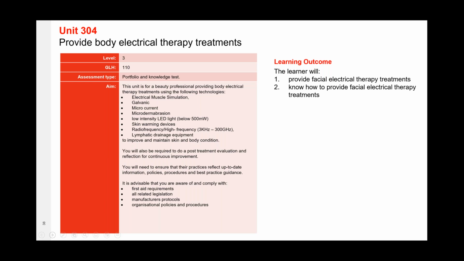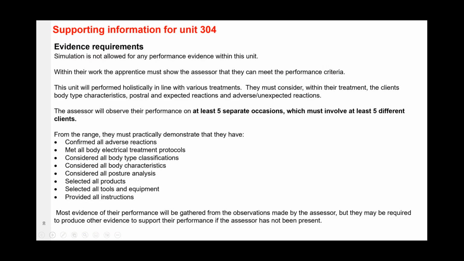Again, there are 2 learning outcomes here. So it's to provide electrical therapy and to know how to provide electrical therapy treatments. That's the knowledge that they need to take into consideration. For the evidence requirements, again, simulation is not allowed, but within their work, the apprentice must show the assessor that they have met all the performance criteria here. Again, this unit will be performed holistically in line with various treatments that the client may be having.